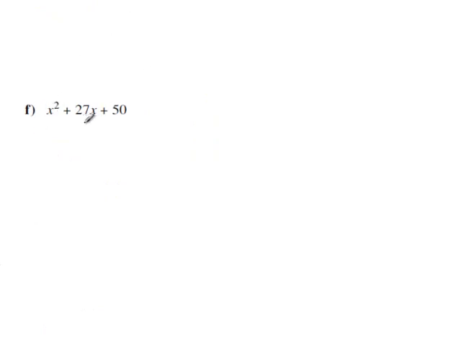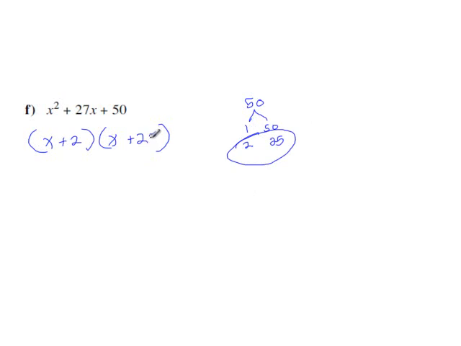Last question. So x squared plus 27x plus 50. There's no coefficient in front of the x squared. So you get x is the first thing in each bracket. We want to find two numbers that multiply to get positive 50 and add to get positive 27. So they'll both be positive numbers. 1 and 50 adds up to be 51, that's no good. 2 and 25. 2 plus 25 equals 27, perfect. So your numbers are positive 2 and positive 25.